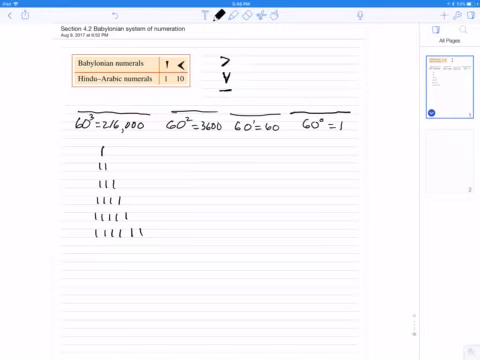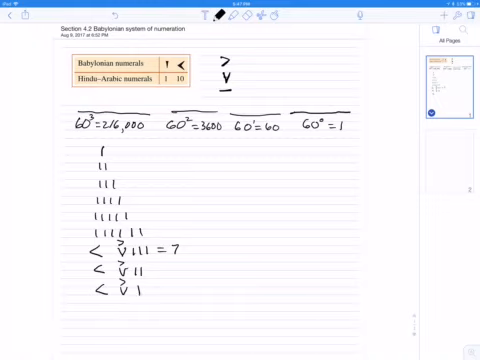So for 7, we'll go to the next higher multiple of 10. In this case, it would just be 10. And we'll subtract the excess, so subtract 3. So 8 would be 10 minus 2. 9 would be 10 minus 1. And then, of course, there's 10. Now, 11 would be a combination of symbols. So it'd be 10 plus 1. 12 would be 10 plus 2.